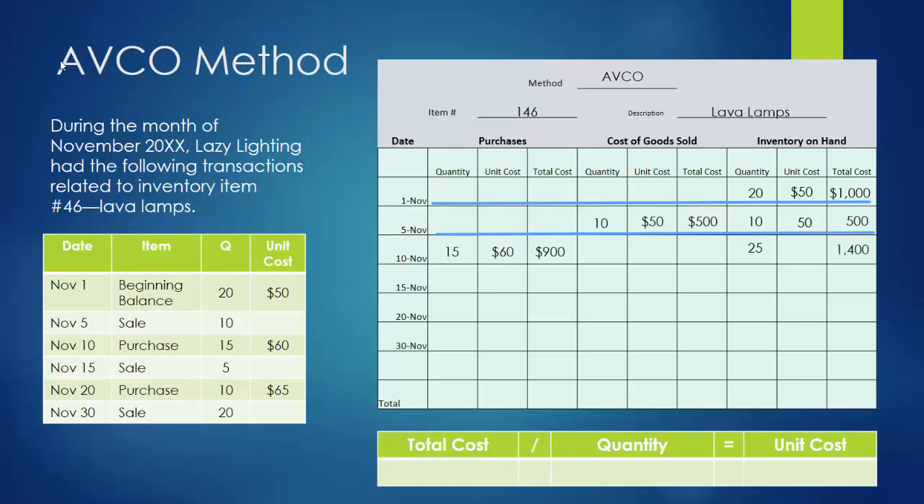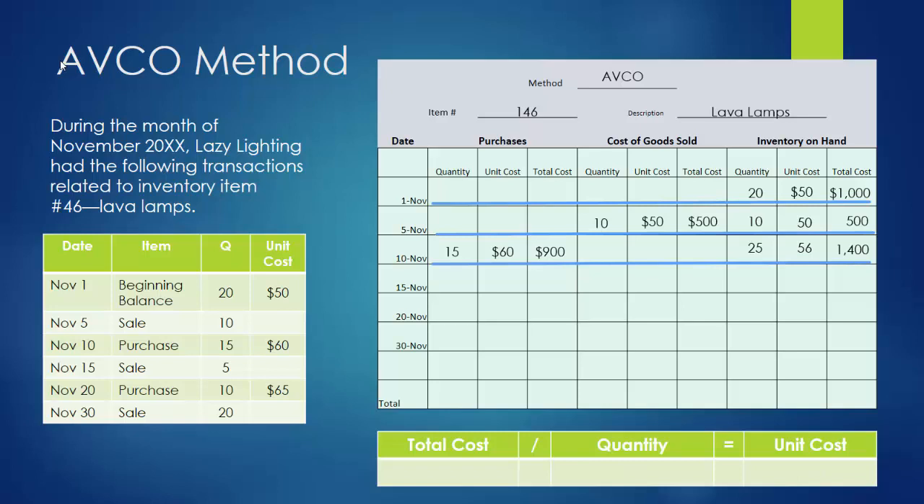How do we find our unit cost? Well, we simply take our total cost of $1,400, divide it by our quantity of 25 lava lamps, and it gives us our new unit cost, which is going to be $56. So we're going to report that as our unit cost.